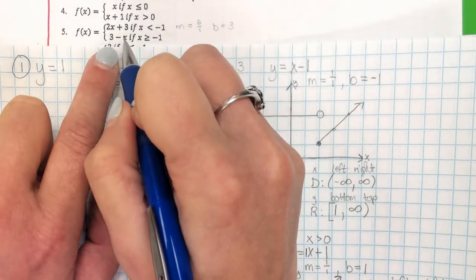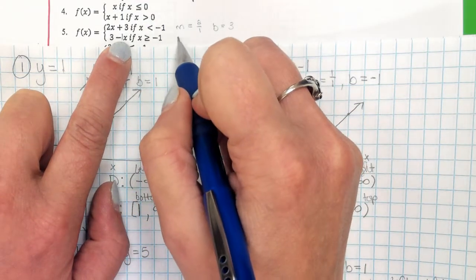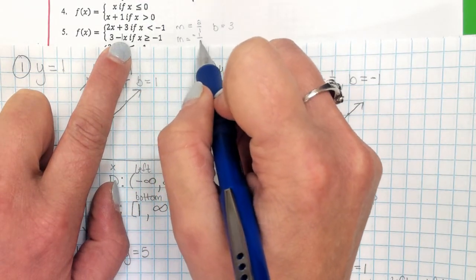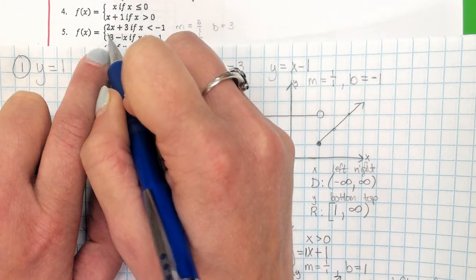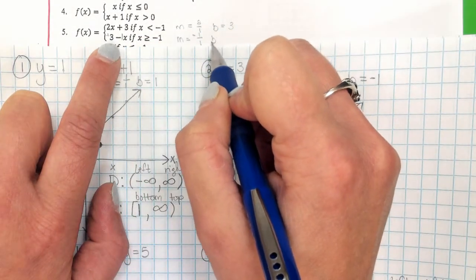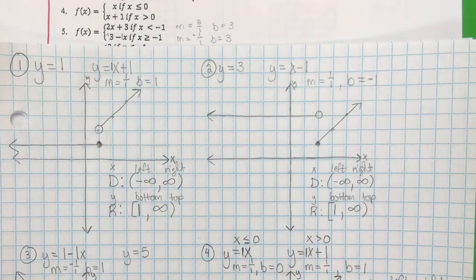All right, be careful on the second one. Slope is always in front of x. So your slope here is negative 1 over 1. And remember, you always take the sign in front. That's a positive 3. So y-intercept is a positive 3, okay? All right, pause the video real quick, and I want you to try number 5 on your own.